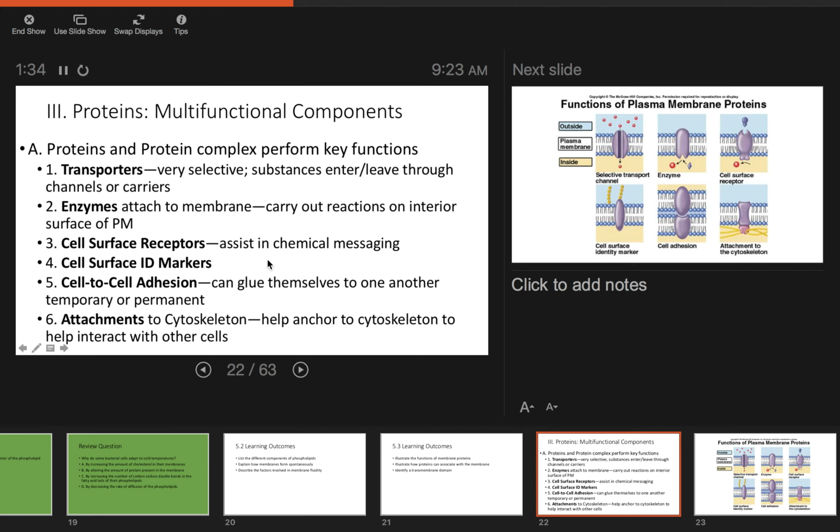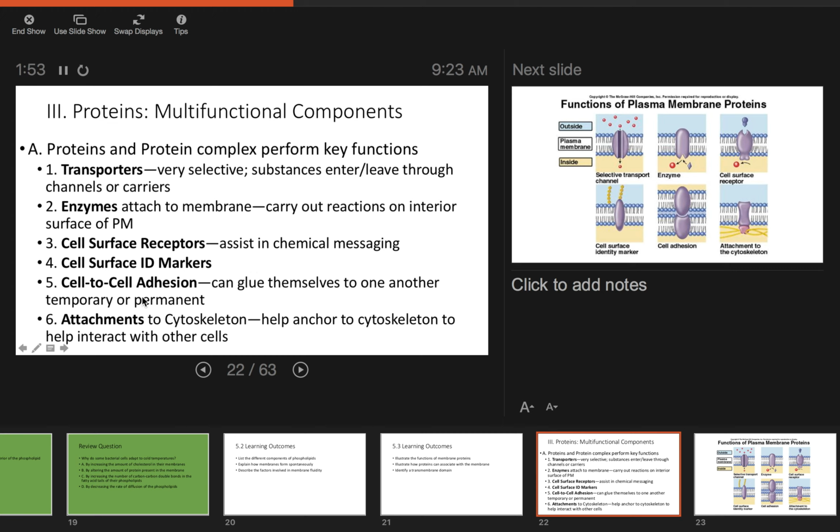Cell surface receptors assist in chemical messaging. They receive molecules from the outside world and transmit them to the inside of the cell, maybe to turn on some genes. Cell surface identification markers, non-self versus self. Are you part of the organism or are you a foreign substance?